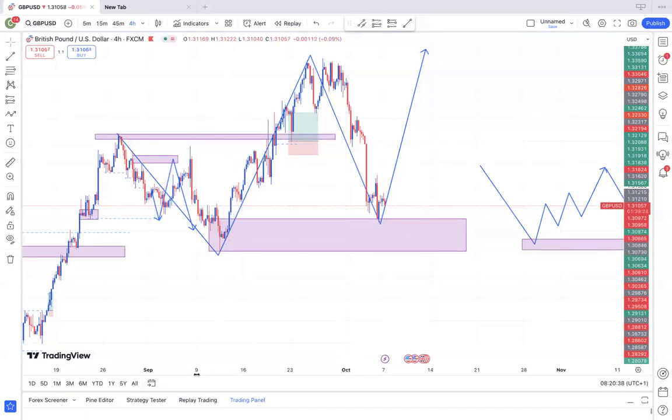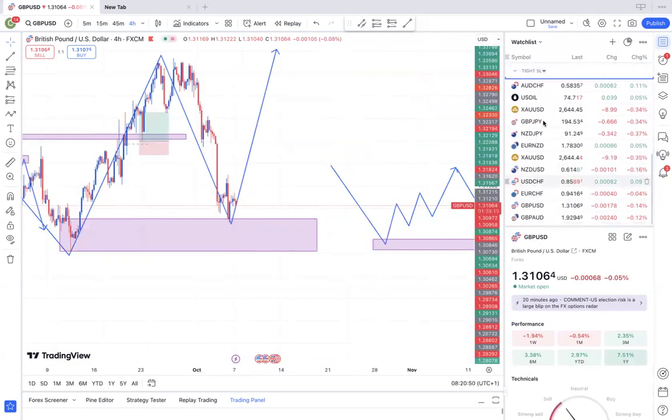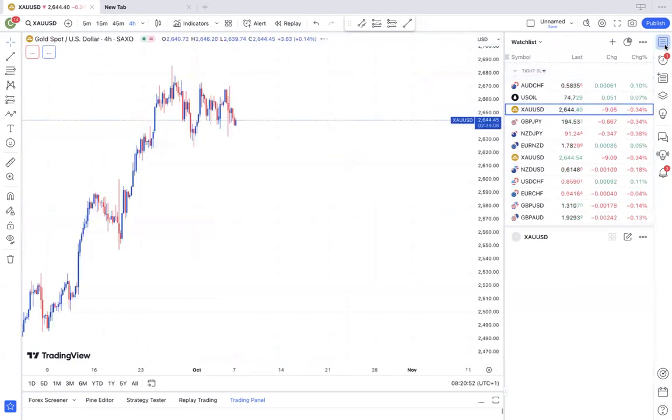So it's a two-way opportunity for you, right? So you're not just narrowed into one entry and then you just lose so much money. And that's it on GBPUSD. So right now I'm going to go into XAUUSD. And let's see what we have for gold.